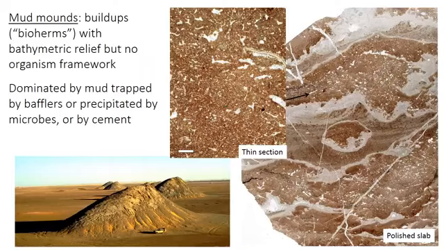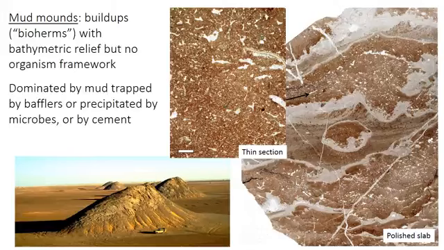So a true reef must have a rigid framework built by organism skeletons, but there are also large structures that have relief above the seafloor that are basically just mud. And these are called mud mounds, and they're dominated by mud that was presumably trapped by baffling organisms or bound by microbes. So microbial activity was likely important in a lot of mud mounds, as suggested by the clotted appearance of the muddy texture here.